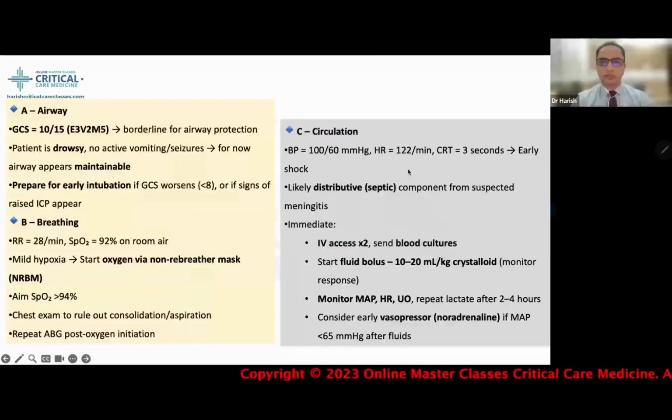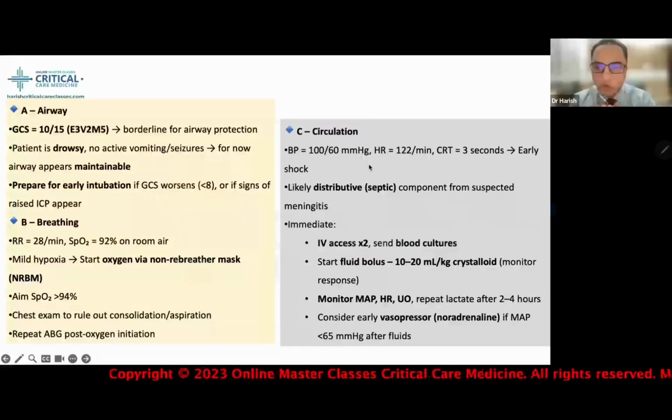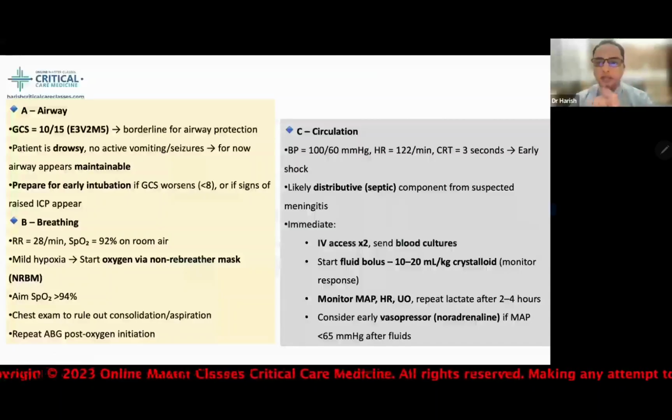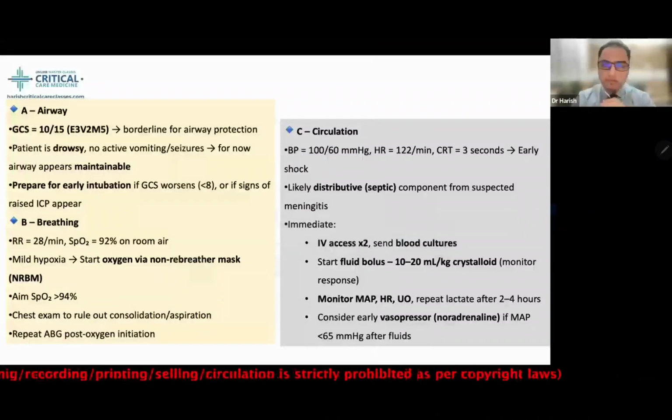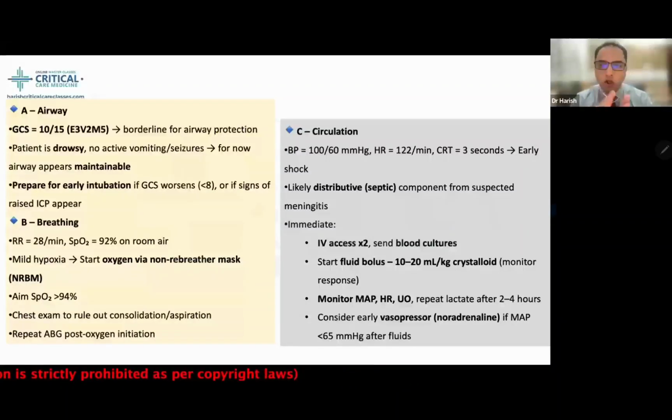In terms of circulation, BP is 100 by 60, heart rate is 122, capillary refill time is 3 seconds, which is just borderline. If it is more than 3 seconds, that is the cutoff for peripheral hypoperfusion. There might be some sort of early shock: tachycardia, borderline blood pressure with a borderline capillary refill time. Most commonly, with the background of fever and all this clinical manifestation, if the patient is going to have a shock, it is going to be distributive shock, that is a septic shock, maybe secondary to meningitis if our diagnosis is consolidated.